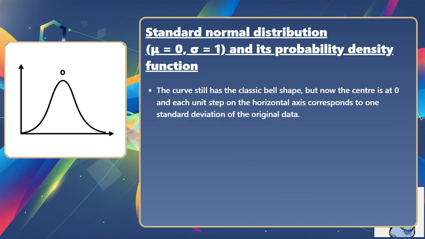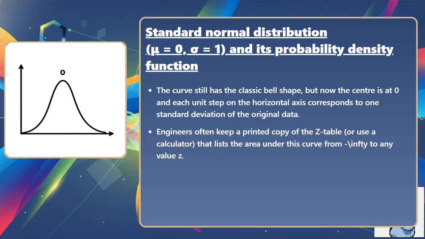The curve still has the classic bell shape, but now the center is at 0 and each unit step on the horizontal axis corresponds to one standard deviation of the original data. Engineers often keep a printed copy of the z-table, or use a calculator that lists the area under this curve from negative infinity to any value z.